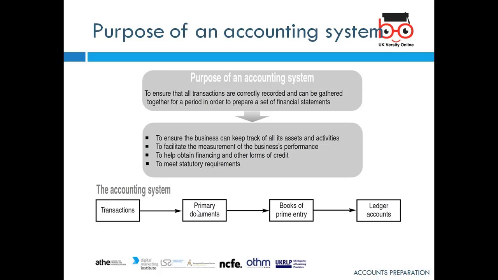We have a cash book, an expense book, a purchases book. All these are called primary documents, books of original entry, and then we'll make the ledger from it, and we'll make the balance sheets and all other accounts.